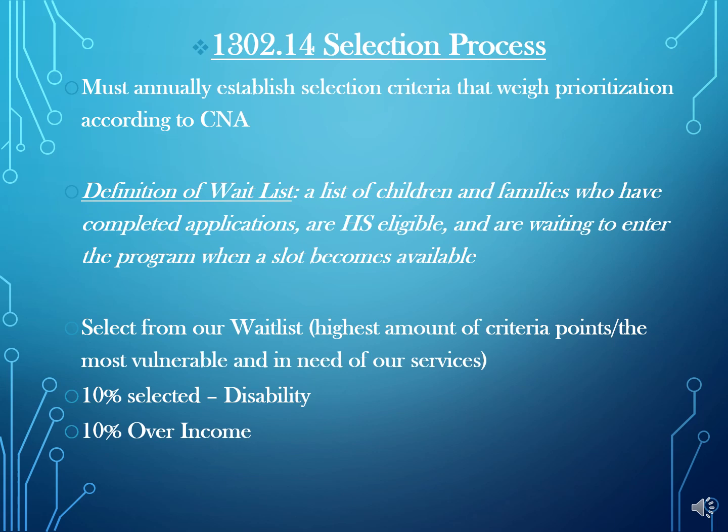1302.14, the selection process. With the selection process, this is a selection criteria that weighs prioritization according to the community needs assessment. We must maintain a wait list. The definition of a wait list is a list of children and families who have completed their application for the program and are waiting to enter the program when a slot becomes available.